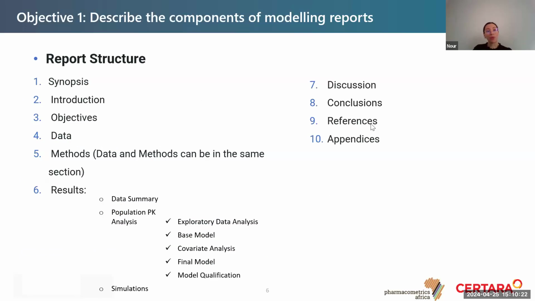Then another important section of the presentation was the report structure, which is composed of 10 sections: the synopsis, the introduction, objectives, data, methods, results, discussion, conclusion, references, and appendices. I didn't detail them because we had already seen this in lesson 3, and the recording details all the sections and what you should put in the report for each one.